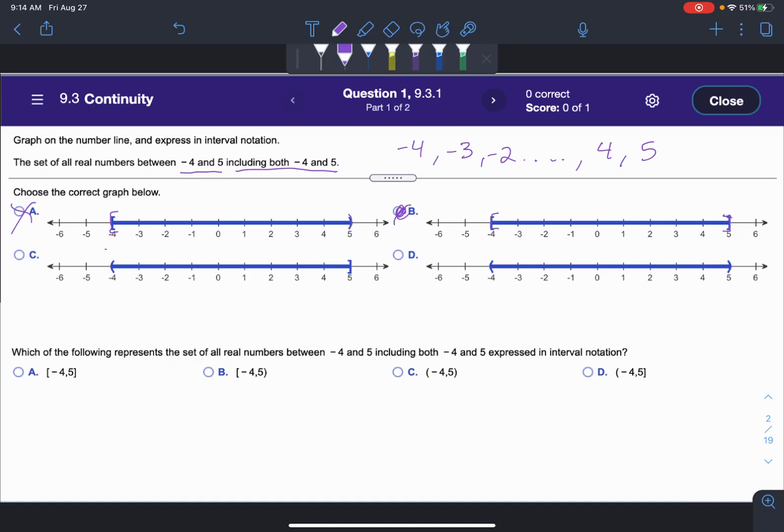Okay, and we can see that C isn't the answer either because there's a parentheses on -4. So that means the range would be all the numbers from -4 to 5, but not including -4. And then for D, there's the parentheses on both endpoints. So that's why B is the answer. Now, if we wanted to convert this to interval notation, we can read it right from the line graph that we just made. So we have -4 and 5 as our endpoints, and then based on our line graph, we use brackets. All right, so A is our answer.